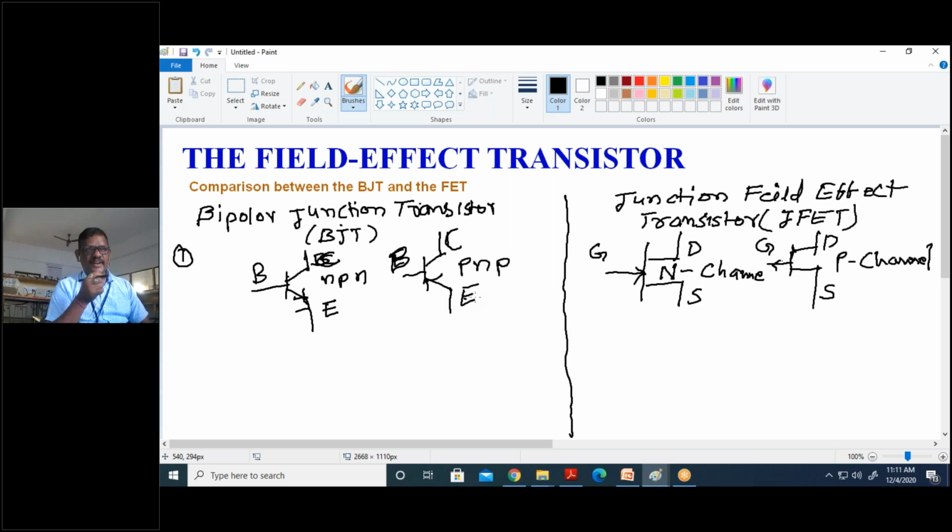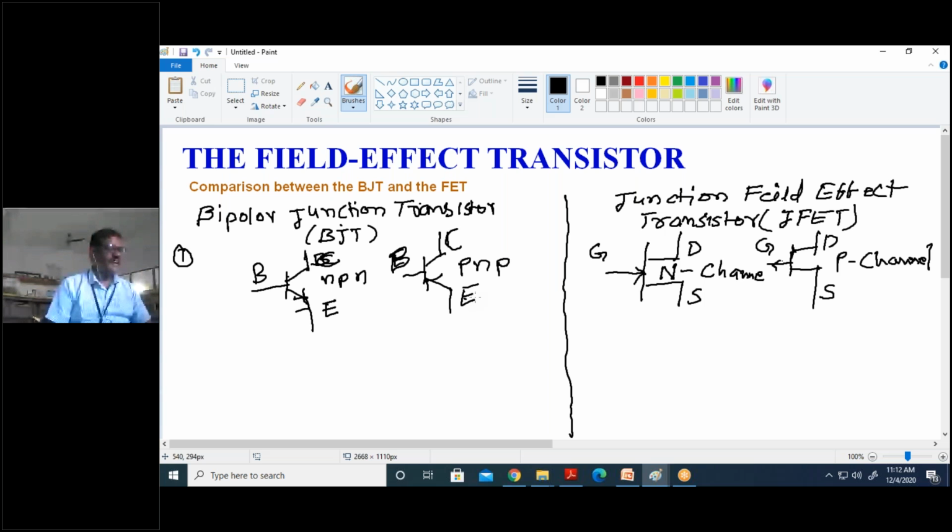But in JFET, the source allows the majority of charge carriers and the drain lets the charge carriers leave. Here the flow of charge carriers, or flow of current from drain to source, is controlled by the gate voltage. That is called field effect. So this is the first point.